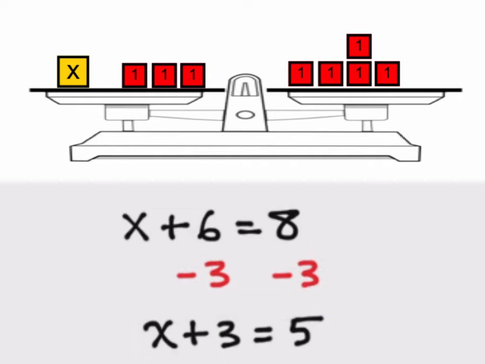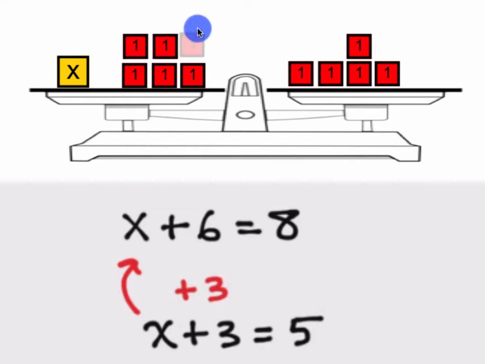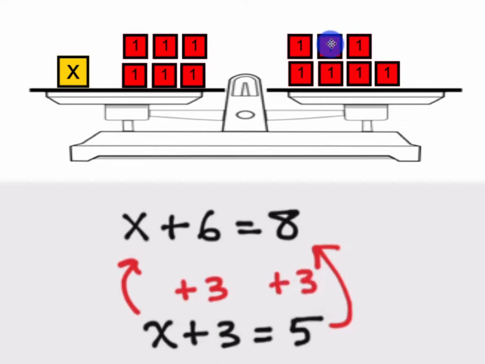Let's go back to the scale. Similarly, if we were to add any weight to one side of the scale, we would have to add the exact same amount of weight to the other side to keep it balanced. So for instance, if we added 3 kilograms to the left side of the scale, we would have to add 3 kilograms to the other side of the scale, and the scale would remain balanced. Of course, we could add as much weight as we want, as long as we add the same amount of weight to both sides of the scale, and the scale will remain balanced.